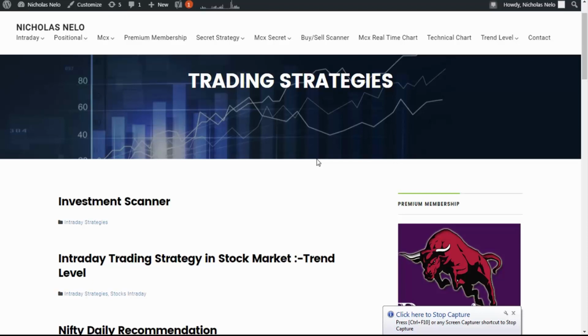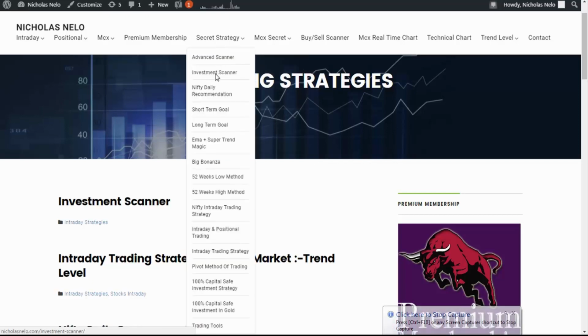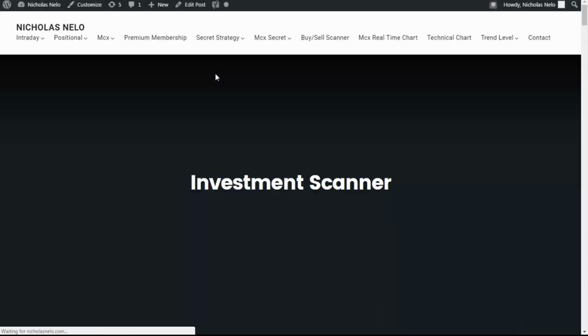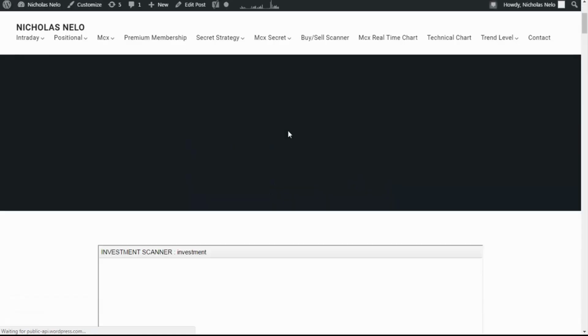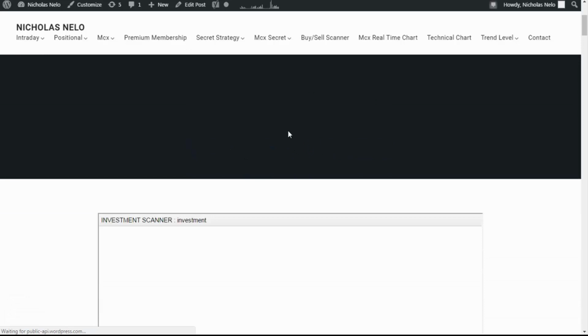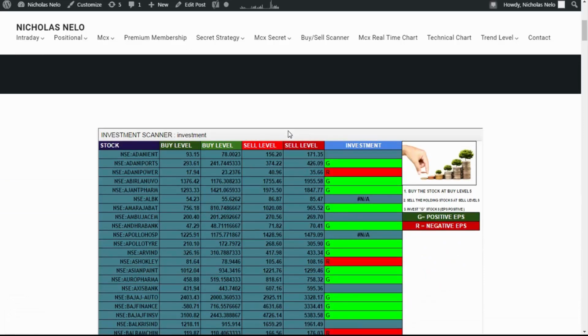Today, I have happy news for my premium subscribers. A new 2 scanner is added to premium members soon. Let's check how it works. The first one is the investment scanner. Let's see how it works.